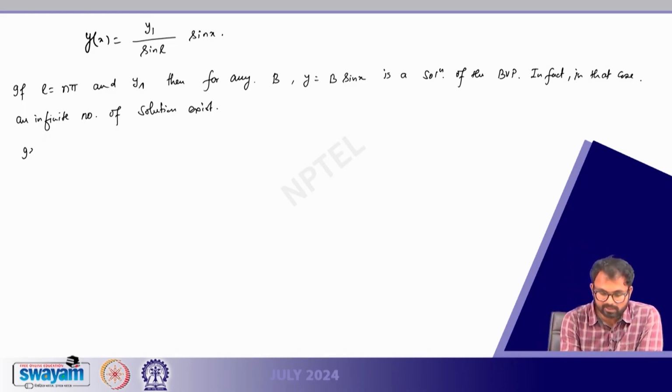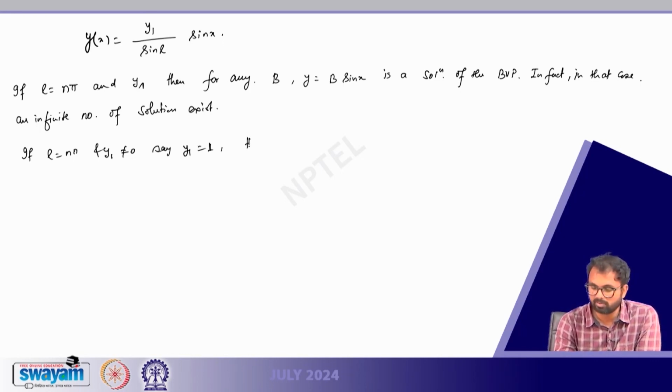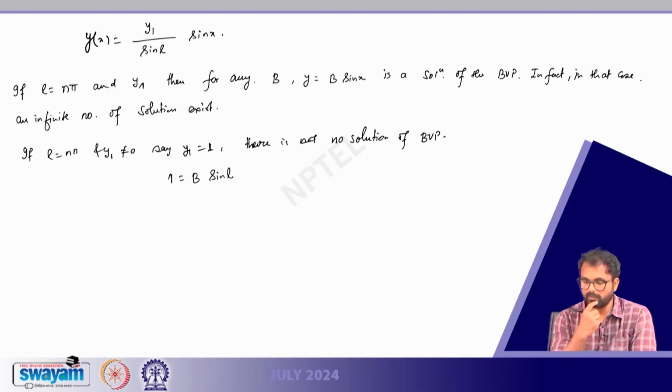And if L is equal to n pi and y1 is not equal to 0, let us say y1 is equal to 1, then there is no solution of the boundary value problem, because we have 1 and then we have b and then sin L. So if L is n pi, then sin n pi will be 0. So b into 0 means 0. So 1 equals 0. So this leads to a contradiction.